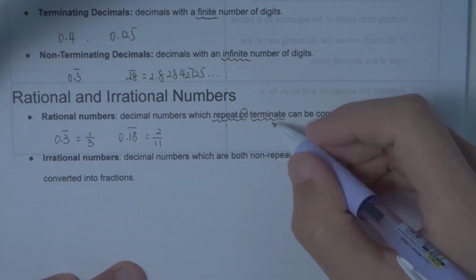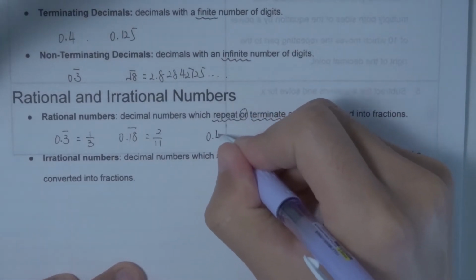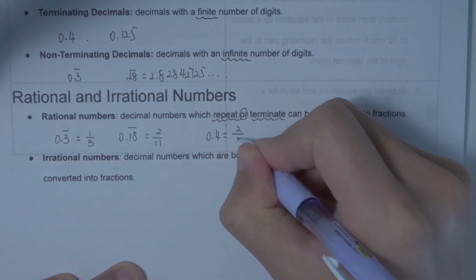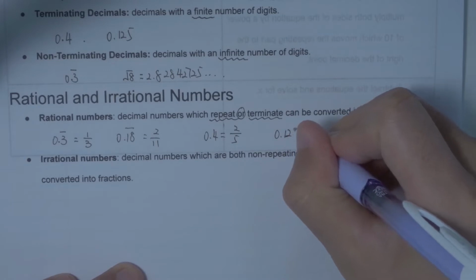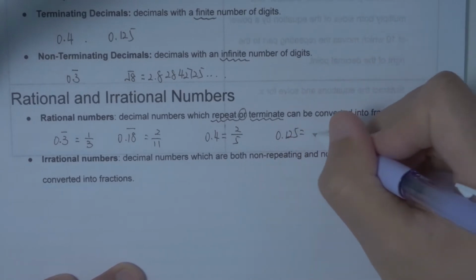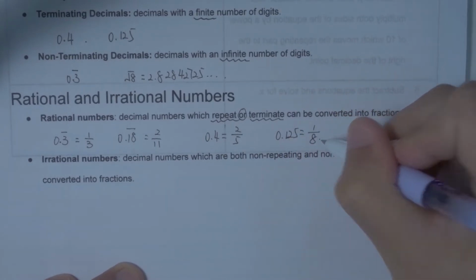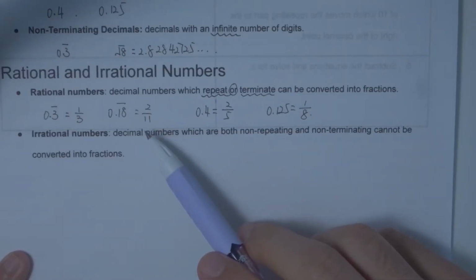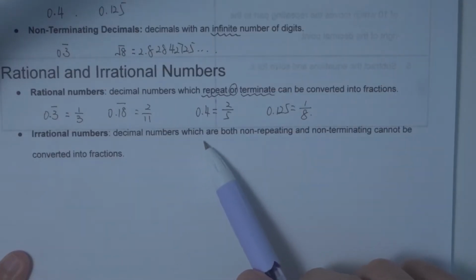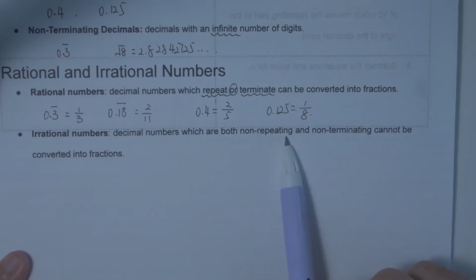And the other one is terminating: 0.4 equals 2 over 5, or 0.125, which equals 1/8.